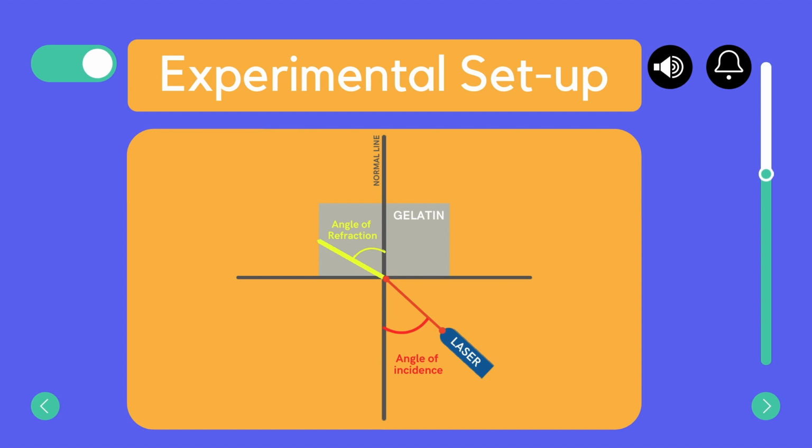When the light of the laser is pointed at the medium, which is the gelatin, the light will refract and create the angle of refraction. The angle of refraction is the angle between the normal line and the light departed from the medium.